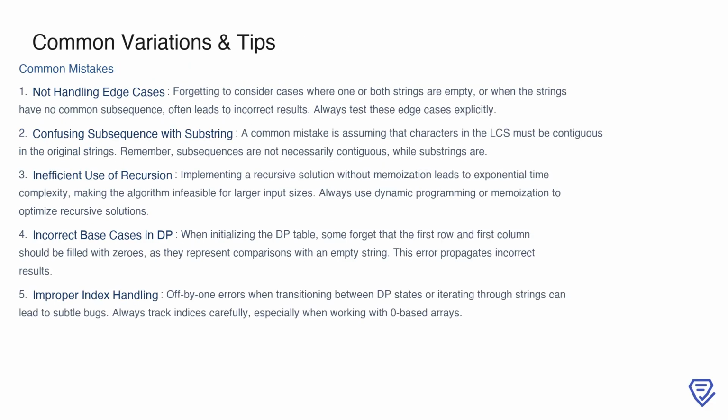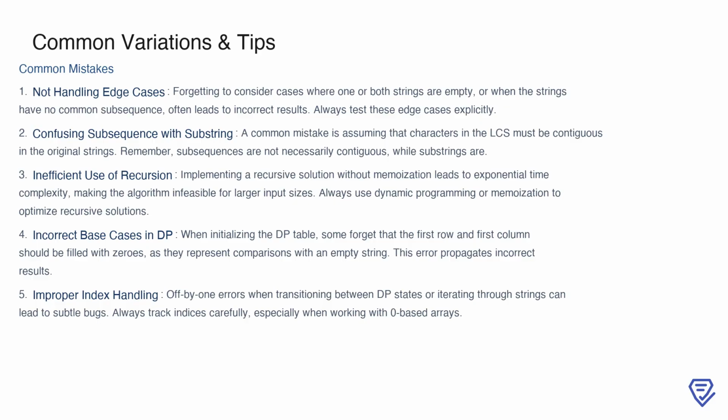When solving problems like this one, it's essential to be mindful of common mistakes that can trip you up. First, you need to handle edge cases properly, like when one or both strings are empty, or when the strings share no common subsequence at all. These scenarios often lead to incorrect results if not explicitly tested. Another key pitfall is confusing subsequences with substrings. Remember, a subsequence allows characters to be non-contiguous, whereas substrings require continuity. This distinction is critical to solving the problem correctly.